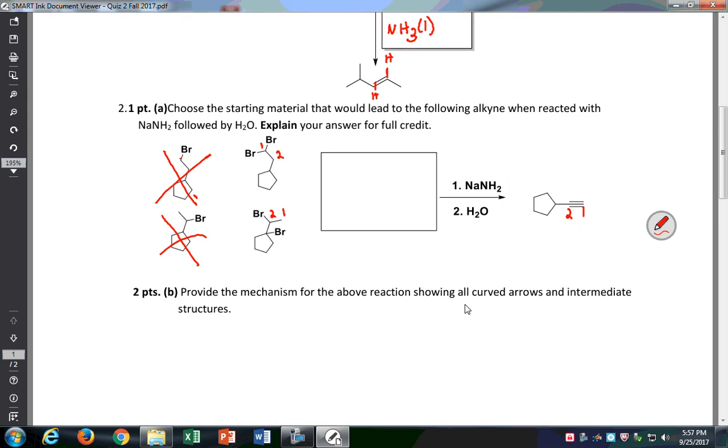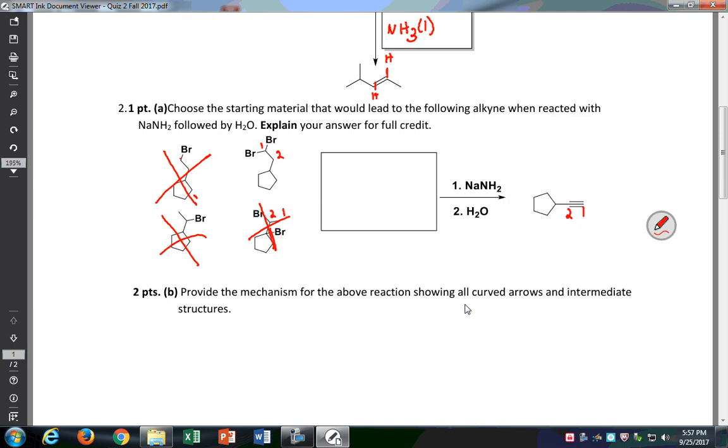Not only do we need 2 leaving groups, but we need them in the right place. Our options are to have both leaving groups on carbon 1, both leaving groups on carbon 2, or 1 leaving group on carbon 1 and 1 leaving group on carbon 2. That's our 3 main options. And this is the only one that goes with them.